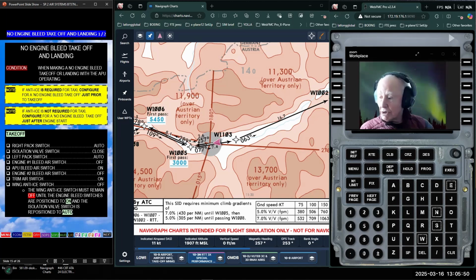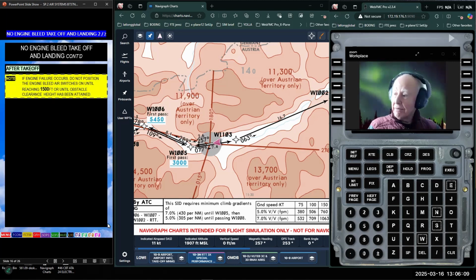The wing anti-ice switch must remain off until the engine bleed switches are positioned to on, and the isolation valve switch is repositioned to auto. Not the case today. So let's go ahead and see what the next item is on the slide. This is after takeoff. After takeoff, if we have an engine failure that occurs, do not position the engine bleed air switches on until reaching 1,500 feet, or obstacle clearance height has been attained.